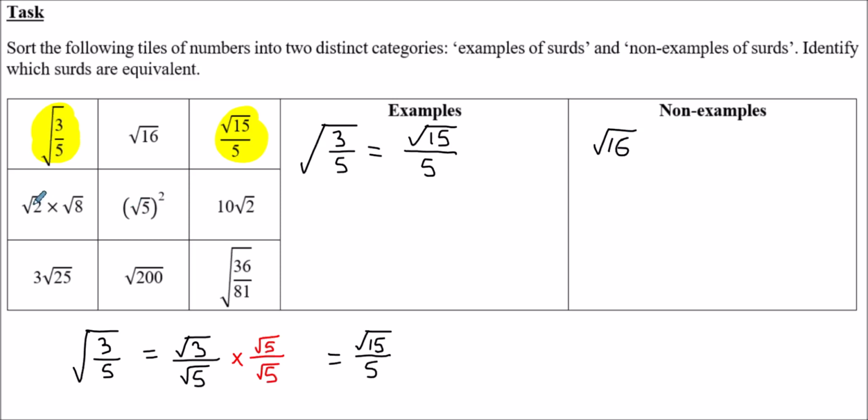Over here, root 2 times root 8, that's the same as the square root of 16. When you've got a surd, and it's the same root, because in this case both of these are square roots, we can combine the numbers underneath the surd. So 2 times 8 we can put underneath this square root symbol. Square root of 16 is 4. So that's why this is a non-example of a surd.